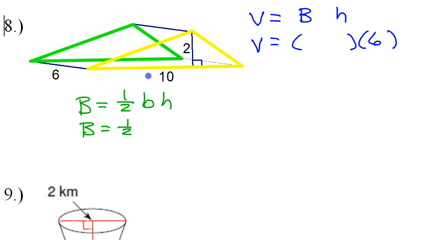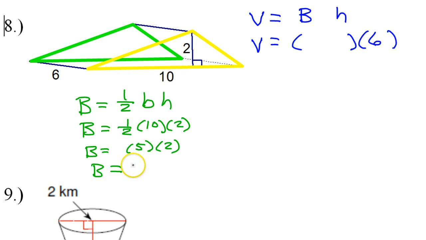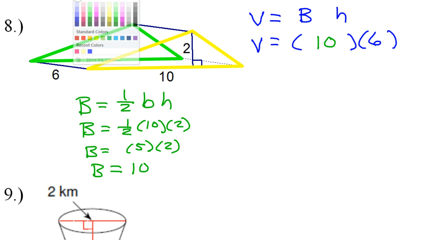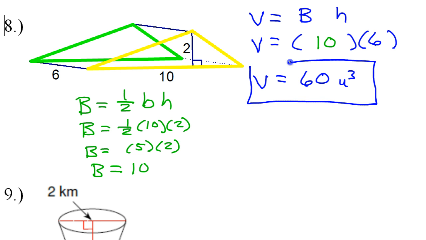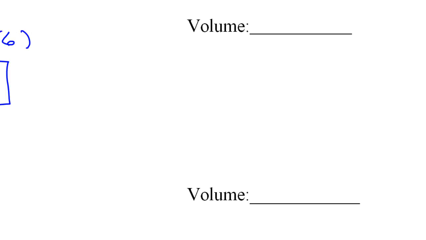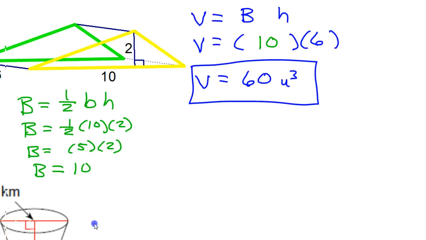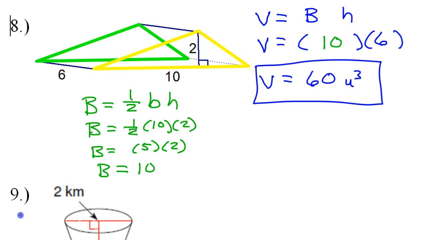Luckily they gave us both of these things. So it's 1/2 and 10 is the base and 2 is the height. So 1/2 times 10 times 2. So that means the area of this triangle, 1/2 of 10 is 5. Alright, so that's 5 times 2. So that means the area of the base is 10. Okay, so back to volume. The volume of this prism is going to be 10 times 6, which is 60. Alright, cubic units. Alright, so that is it for number 8.